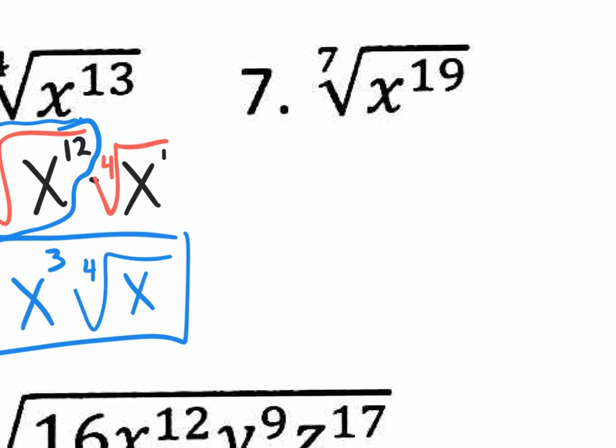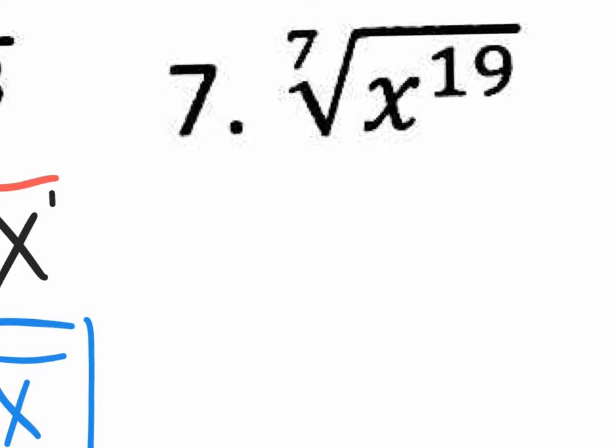How about number 7? So 7, you have the 7th root. It'd be nice if this were divisible by 7, but 19 is not divisible by 7. What would be divisible by 7? 14 would be divisible by 7. So we would like a 14 right here.